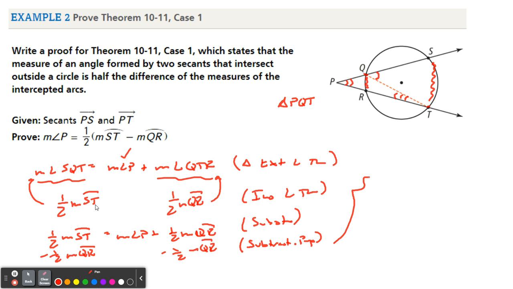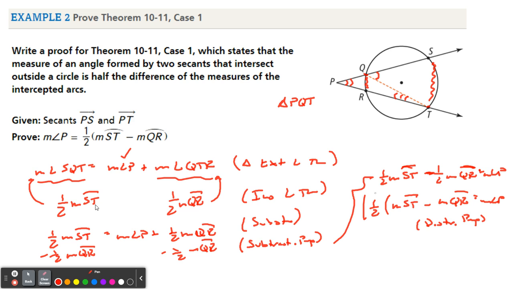So I'm going to come over here if I can. So now we have 1/2 the measure of arc ST minus 1/2 the measure of arc QR, and that equals the measure of angle P. That's just subtraction. And now what we're going to do is a distributive property. We're going to pull the 1/2 out in front. When you pull the 1/2 out in front, the measure of arc ST is here, the measure of arc QR is there, and that equals the measure of angle P. And that is the distributive property.